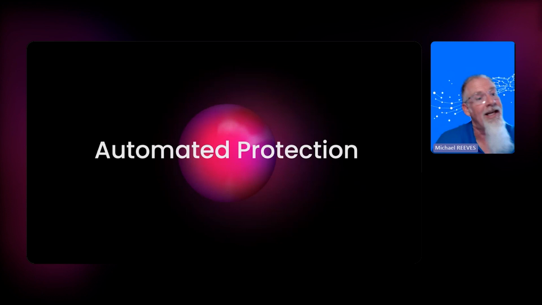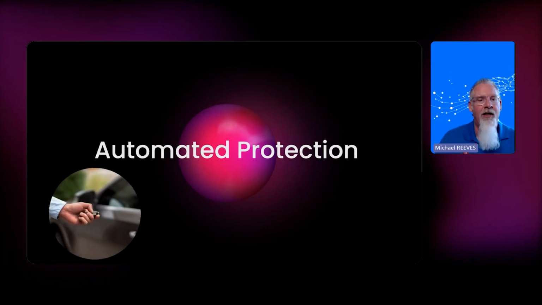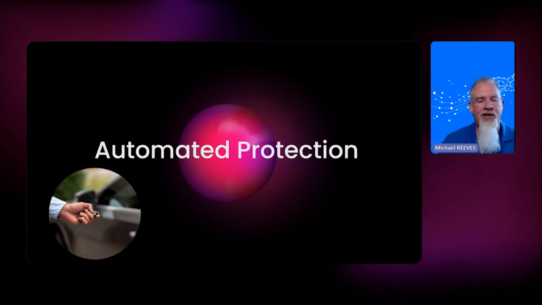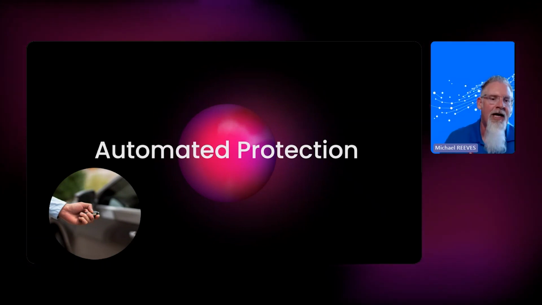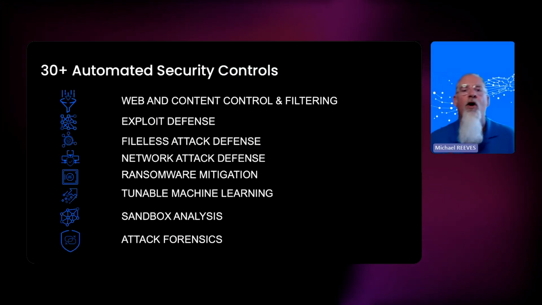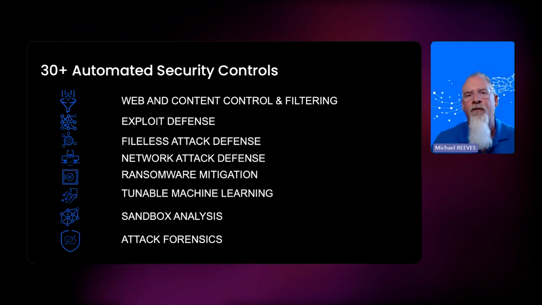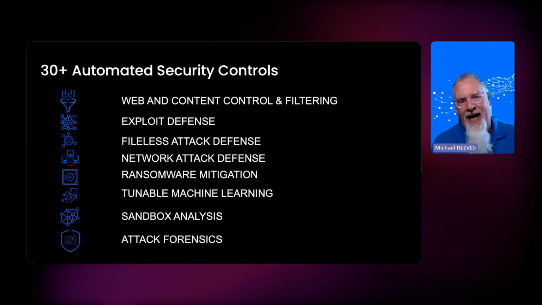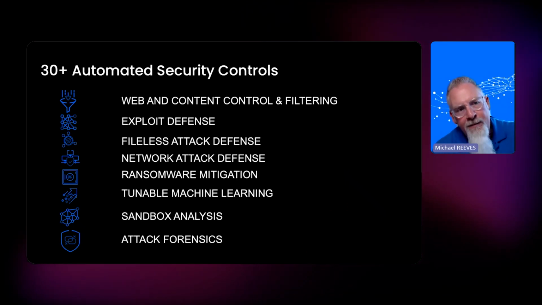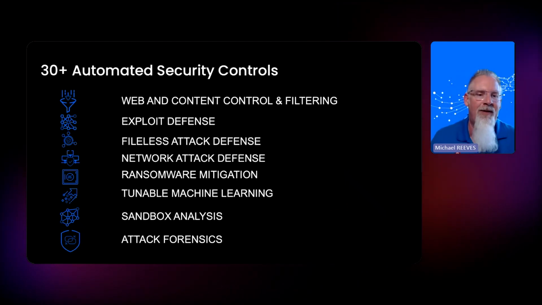Now, the second thing that you do is what I call automated protection. That is where you set your alarm system. The security industry is filled with vendors that do this, and so does Bitdefender. This is what we call automated security controls, and where Bitdefender provides value in this area of your security architecture is that we have over 30 automated security controls built into Bitdefender.